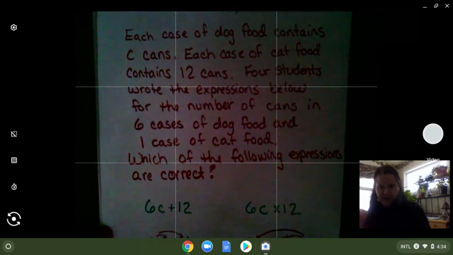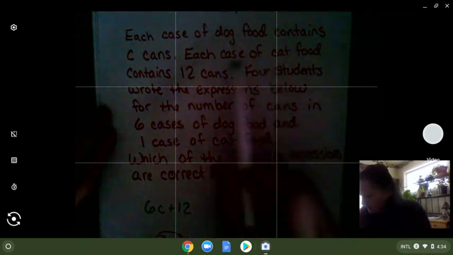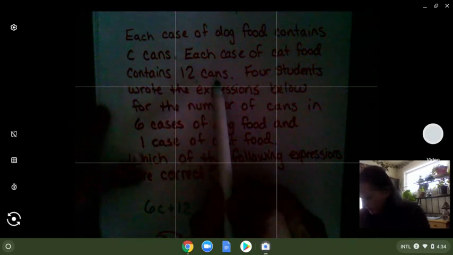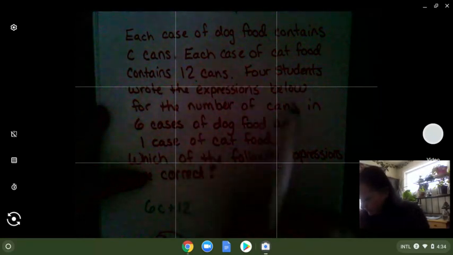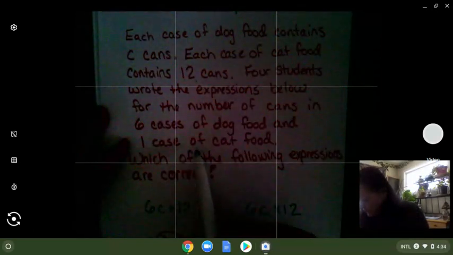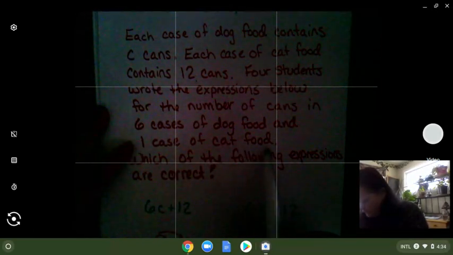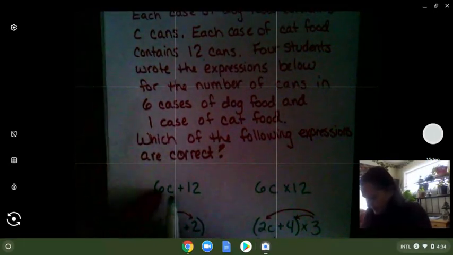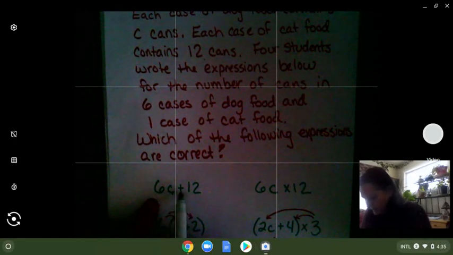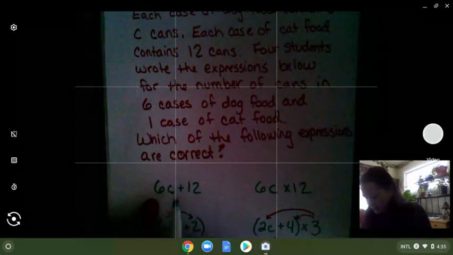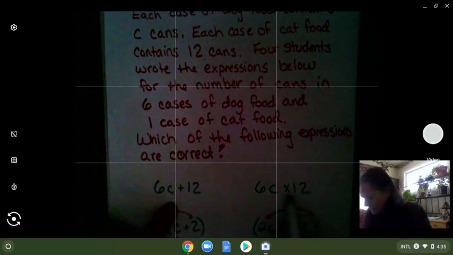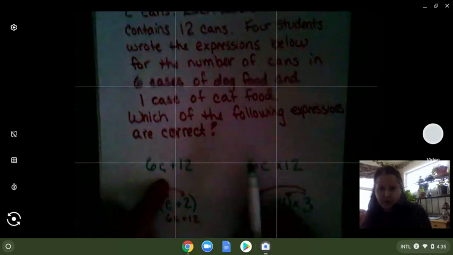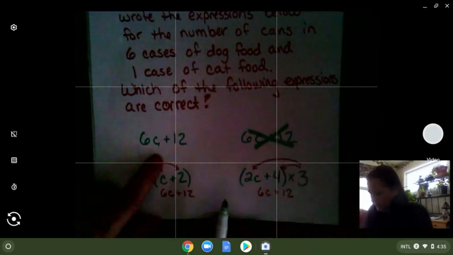So each case contains 12 cans. 4 students wrote expressions. We have 6 cases of dog food, 1 case of cat food. The cat food is 12, so we just have 1 case of that 12. We have 6 cases of the dog food. So 6 times the number of cans per case would be correct for dog food, plus just the 1 case of cat food, which is 12. So this one works. Now, is this the same as multiplying that by 12? No, it is not. So that one does not work.